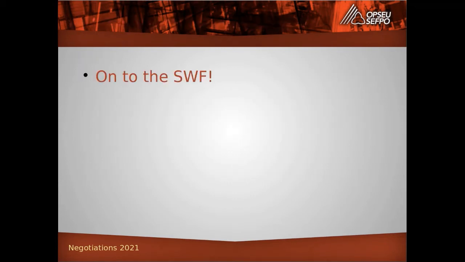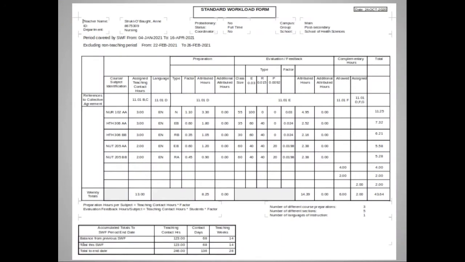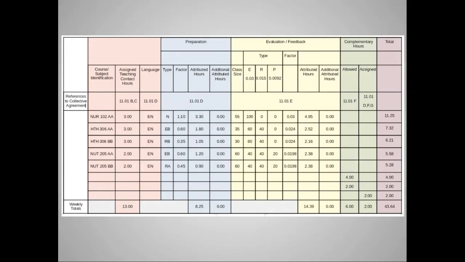Now, moving on to the SWF, once again, this is either what we call the front of the SWF or above the line, depending on the conventions at your college. And we can see the complementary hours columns. The last 3 columns include complementary hours, and then the totals column on the far right. I'm going to move to the next slide.